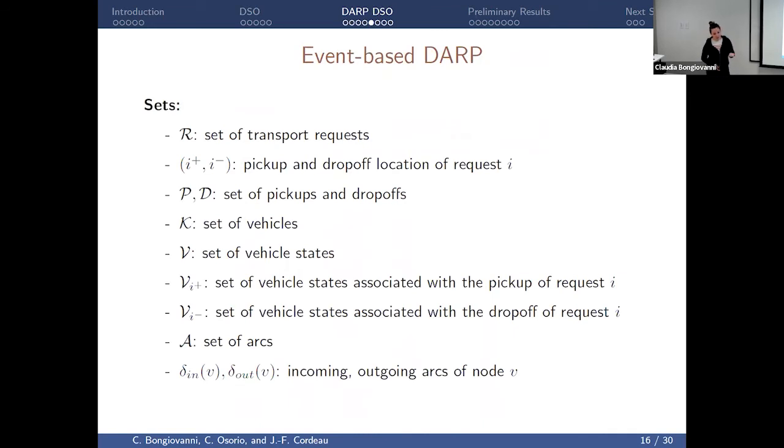If we go into the details of the formulation, what we have is a set of transport requests R. We have pickup and drop-off locations, I plus, I minus. We have sets of pickups, sets of drop-offs, a set of vehicles. V is the entire vehicle state, the tuples that I showed you before, which can also be split into the tuples that correspond to pickup locations and tuples that correspond to drop-off locations. We have the complete arc sets, the connections between these tuples, and arcs that only enter and only exit such states.